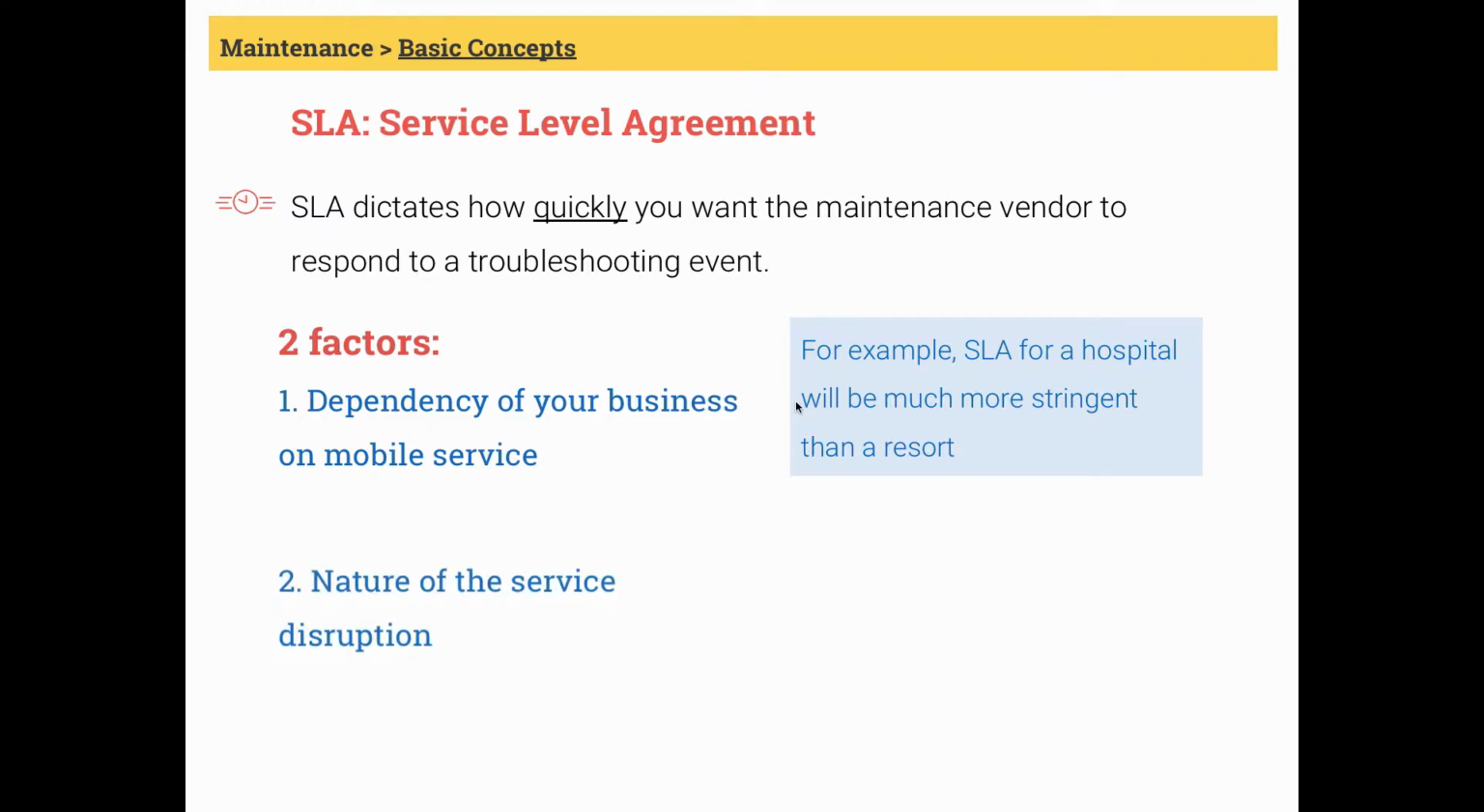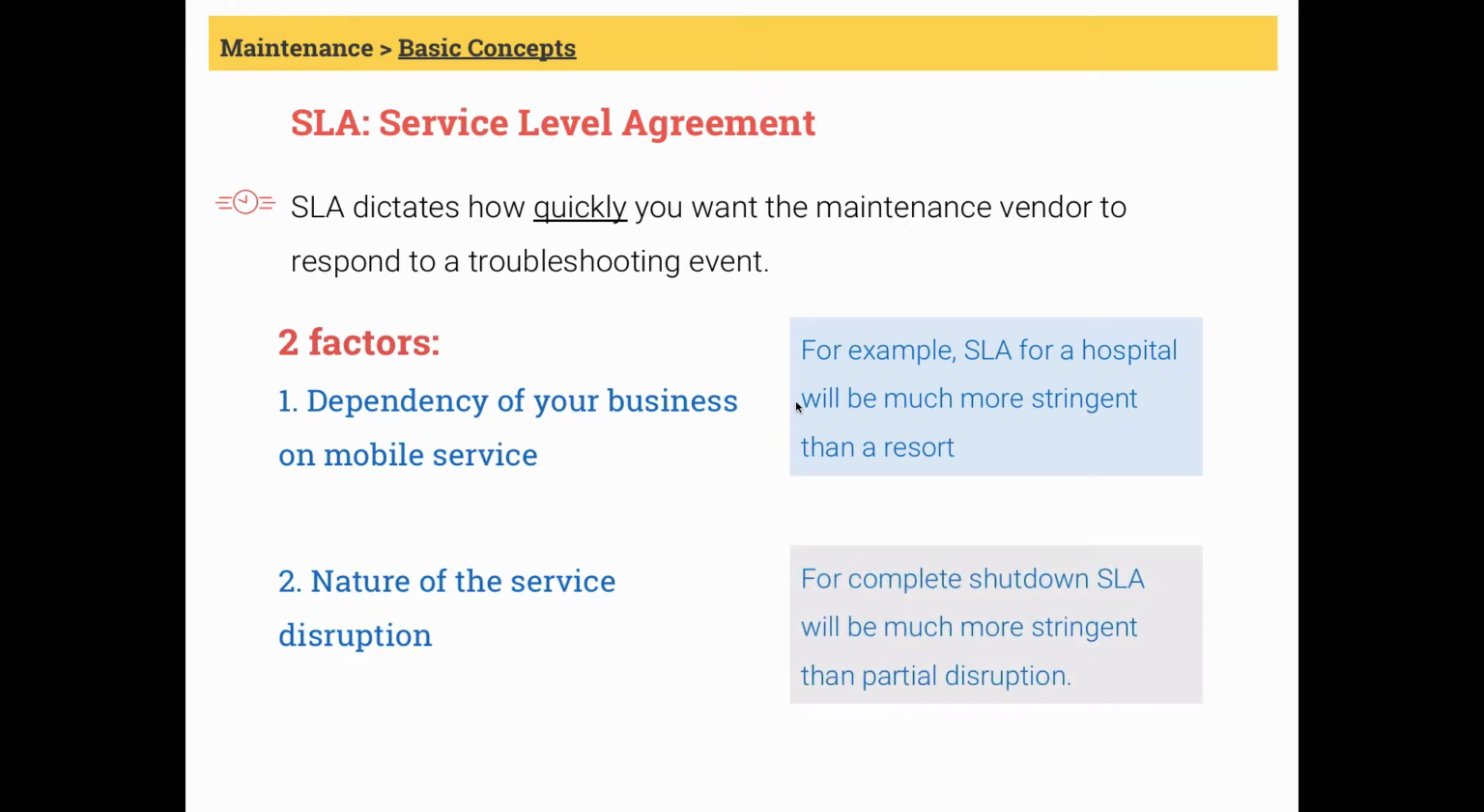The second factor is the nature of the service disruption. Response time in the SLA is also dictated by the nature of the event or service disruption. Is the whole system down? That would be a critical event. You'd want the maintenance vendor to respond in a relatively short period of time. If a portion of the DAS is down, that could be a major event, and that may have a different SLA. I mean, you get the idea.